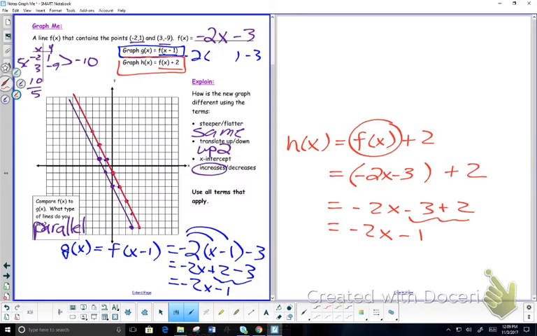If all you did was see the graph and none of that stuff up there, could you tell me it went right one? Yes. Could you tell me it went up two? Yes, because it doesn't matter. Both of those are true.